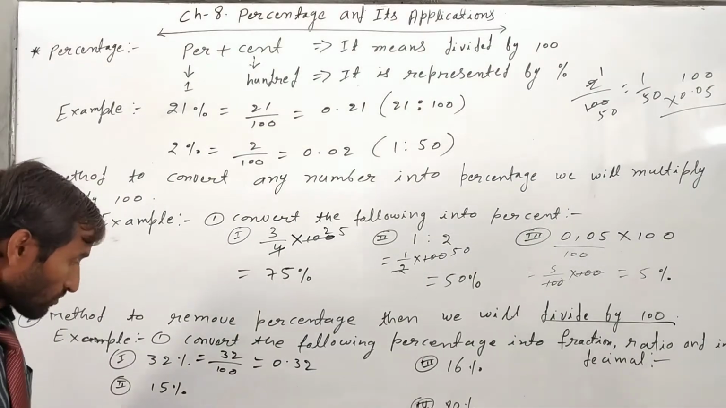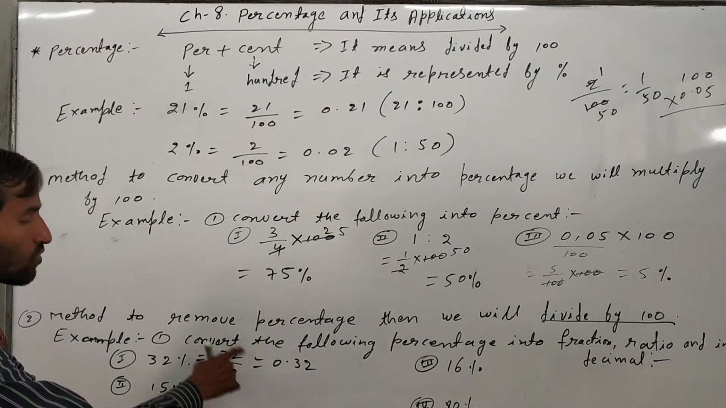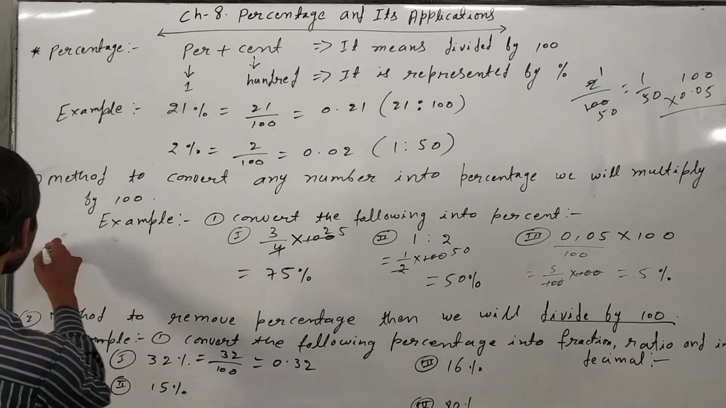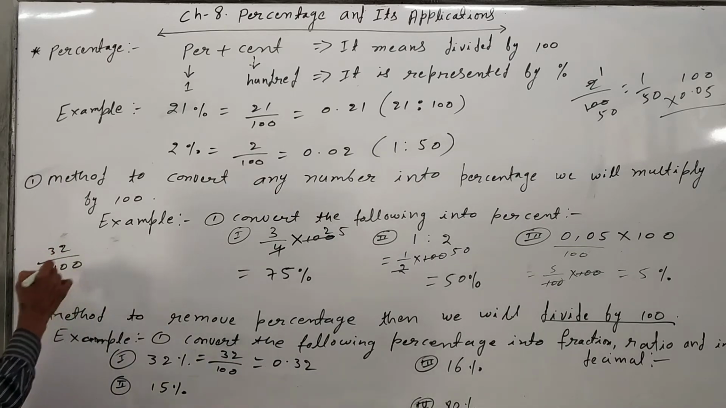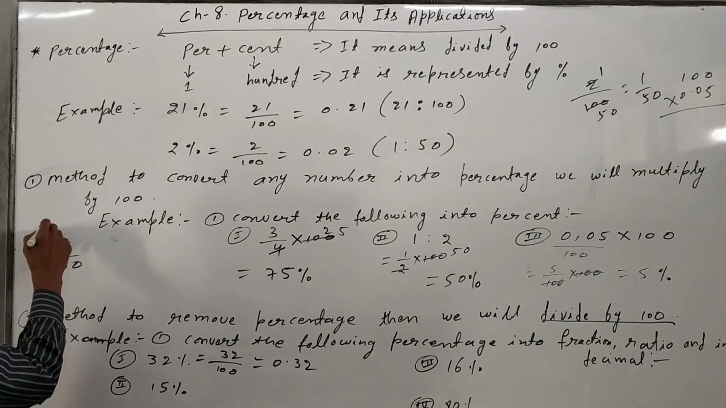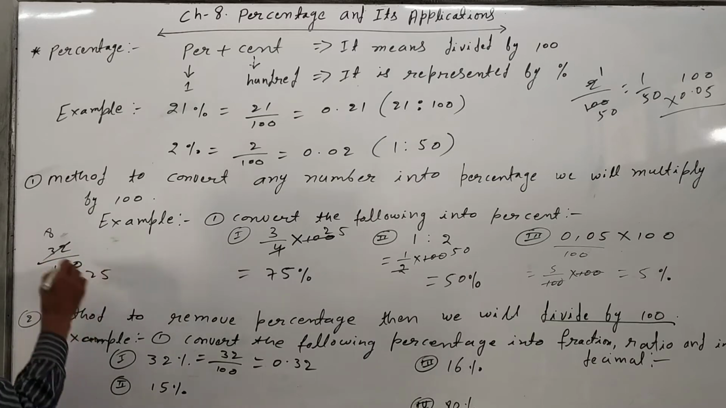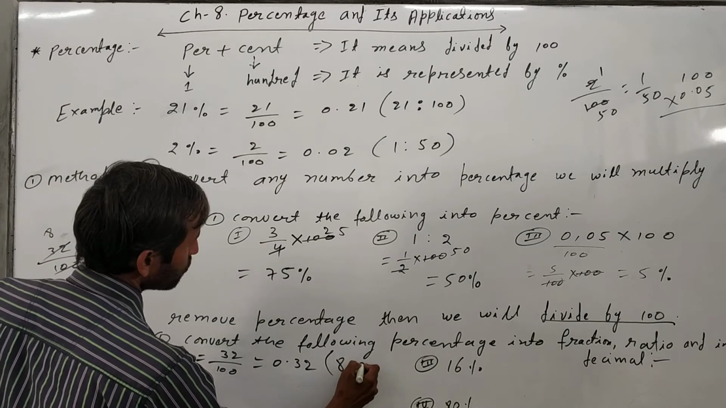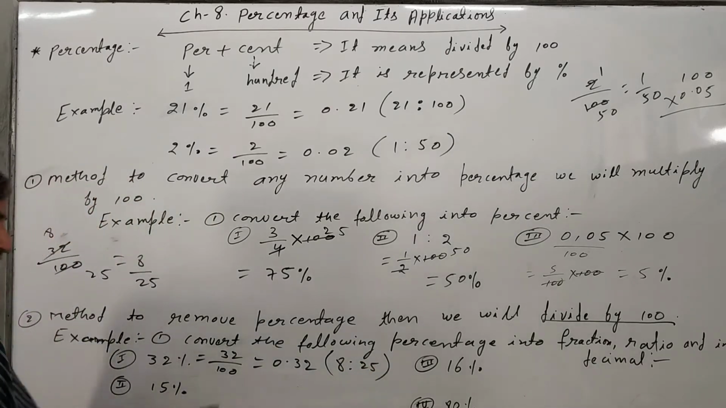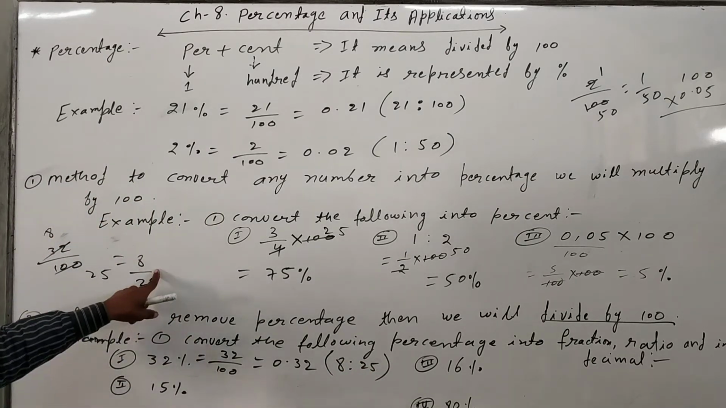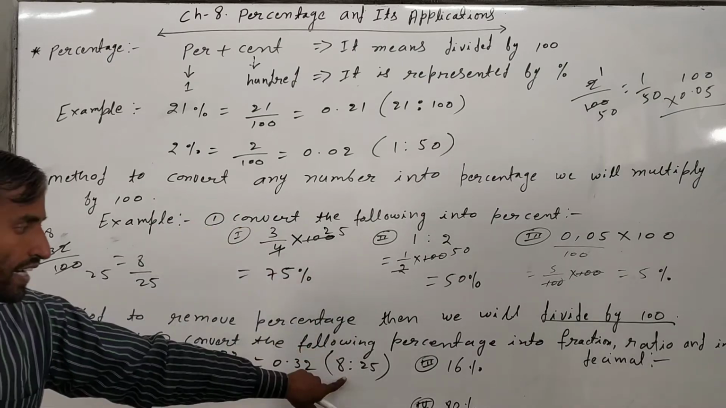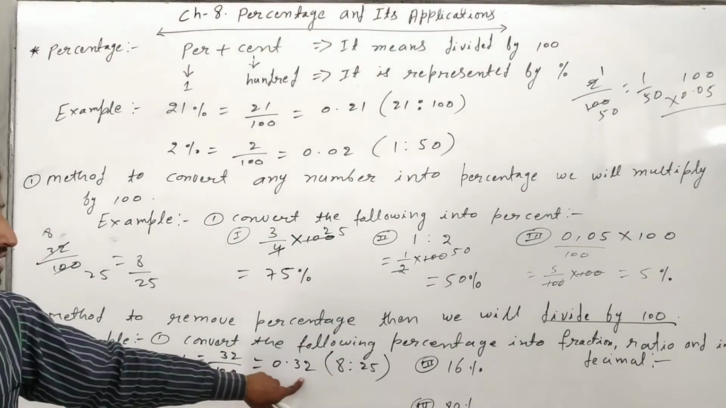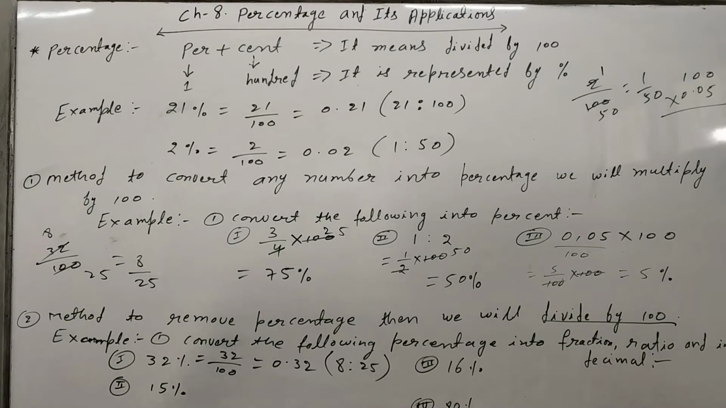Alright, you can convert into a ratio also. For that you have to simplify. 32 upon 100 is there, so just simplify by the table of 4. 8 fours are 32 and 25 fours are 100, so it will come 8 upon 25. Then you can write it as 8 is to 25. So in fraction you can write it like this, in ratio 8 is to 25, or in decimal 0.32.